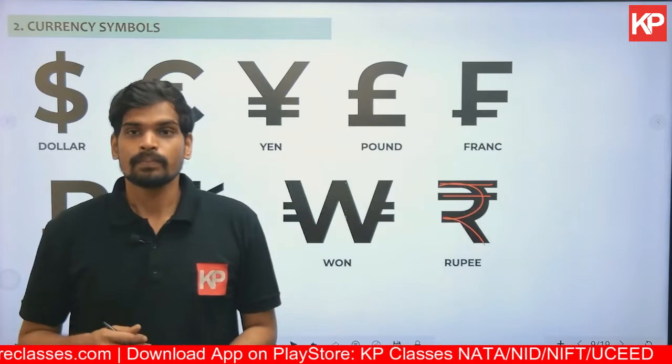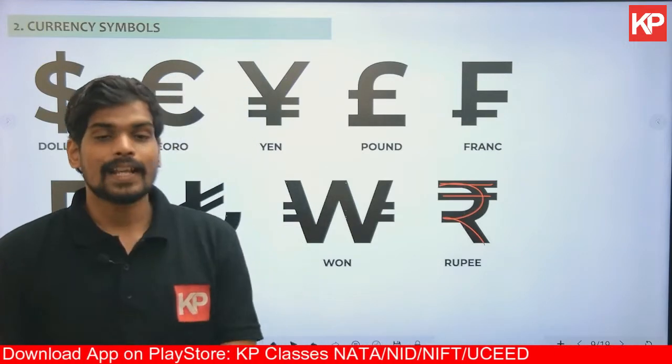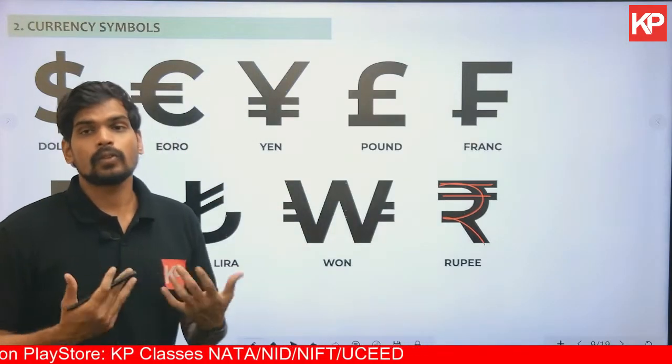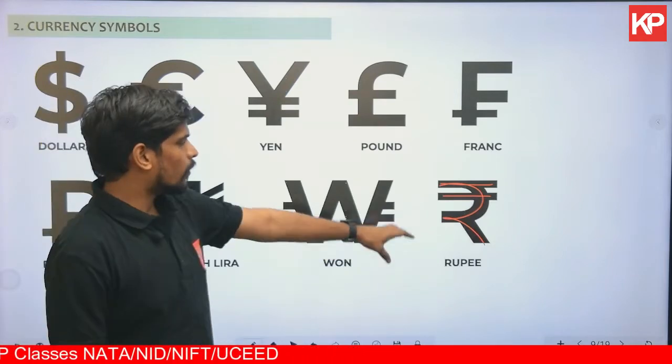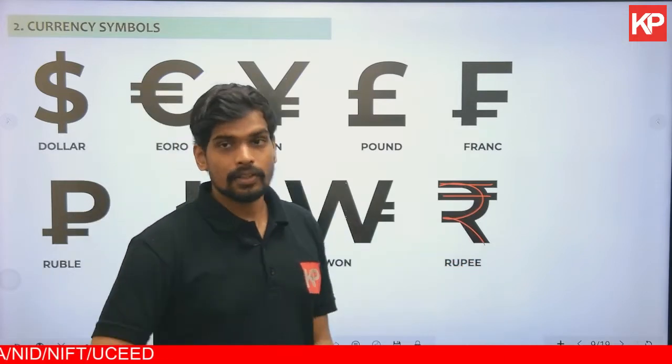That's the reason you have these. This particular symbol was designed by a very prominent designer from IIT Guwahati. That person has done his PhD and also his M.Des. The rupee symbol is what you all probably already know about.